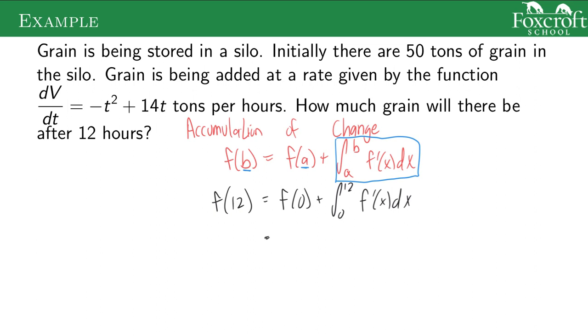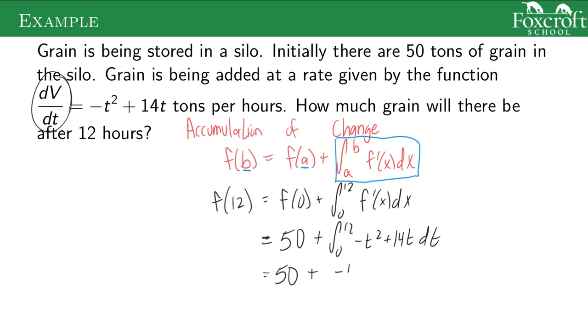But we know f of 0 is 50. And we know the derivative dB/dt is negative t squared plus 14t. And I guess it's dt instead of dx. All right, so this is all we're going to do. To save some time, this is just taking antiderivatives, so I'll do that part for you. The antiderivative of negative t squared plus 14t is going to be negative t cubed over 3 plus 7t squared. And then we want to evaluate that from 0 to 12.